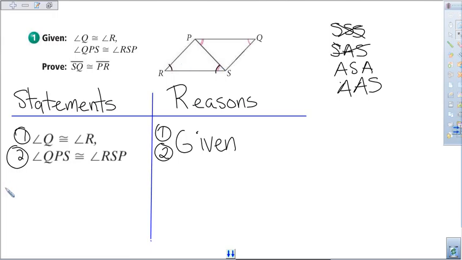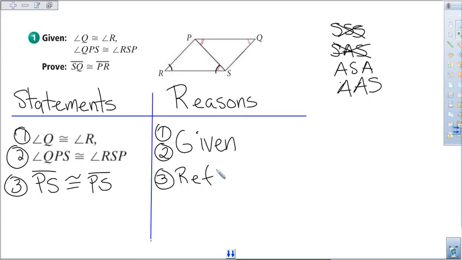Okay, again, here we have this triangle. What do we have here? We have those in common. So I can say PS is congruent to PS. How do I know that? Reflexive. Okay. And are we done? We've got a couple more steps.